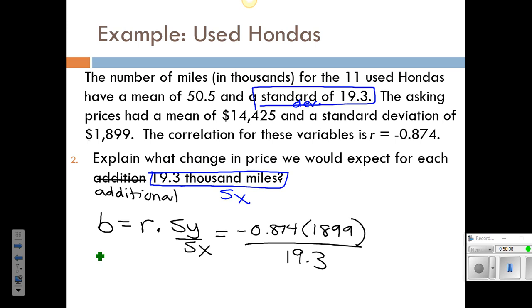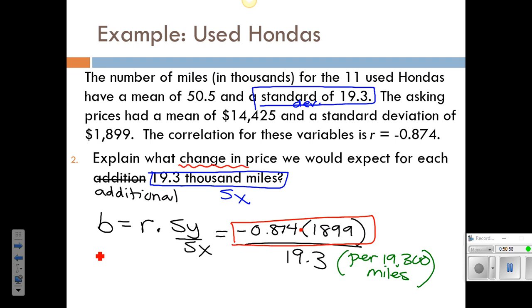So think of this as the per 19,300 miles. If that's the per 19,300 miles, what would the product of this be? That's the change in price we would expect. Well, as you drive cars, do they gain or lose value? So we expect the price to go down. That's why, when you take the product of those two numbers, that's what you expect it to decrease by. What's the correlation?